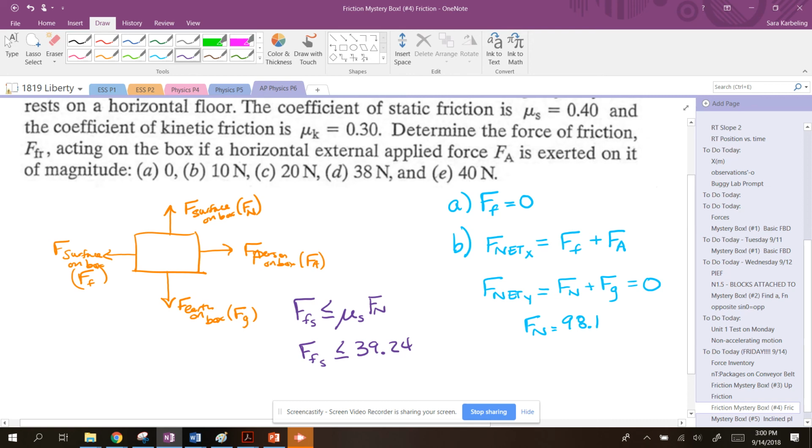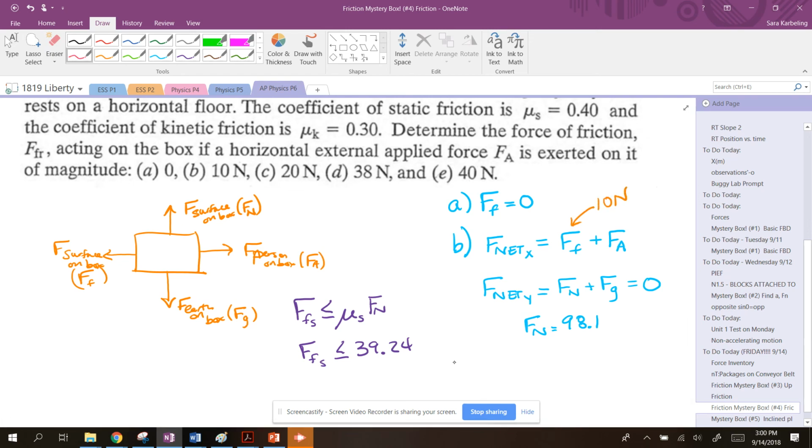In situation B, the applied force is 10. What's the frictional force going to be? If I push with 10 newtons one way, is the frictional force going to be 39.24? No, because that means that it would go backwards. Is the box going to move? No. So what's the frictional force going to be? 10.